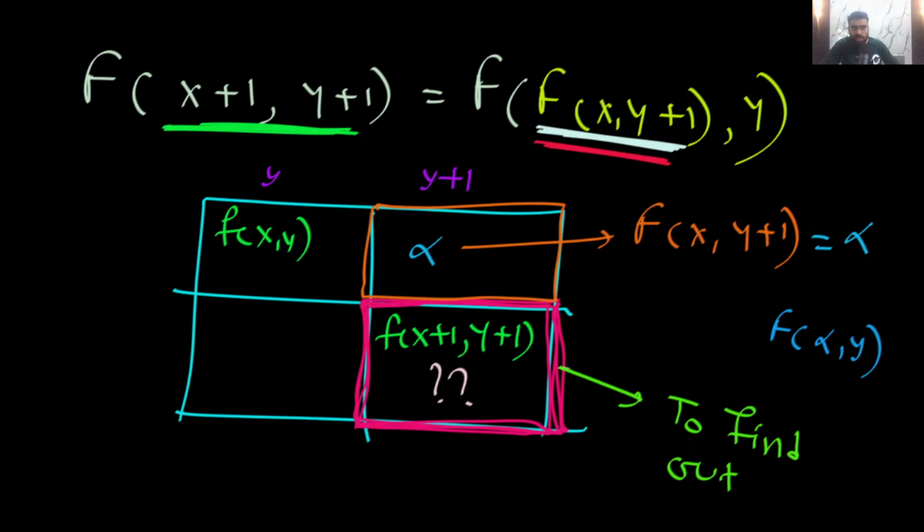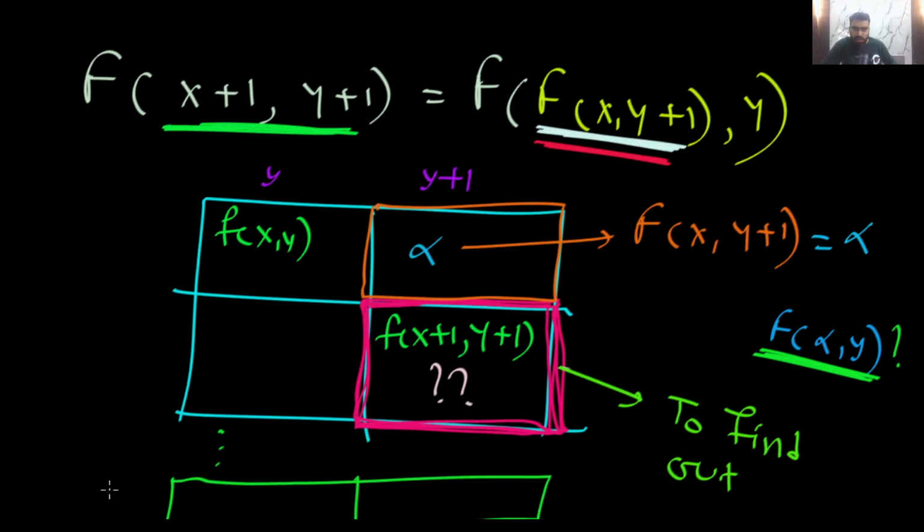In which column will you get it? You will get f(alpha, y) in this column. So in this column you go where you have x equal to alpha. Here you have x equal to alpha. And finally this entry, let's call it anything, for example, z. This z will be your answer.